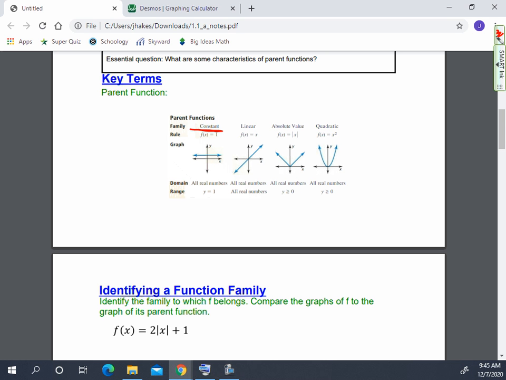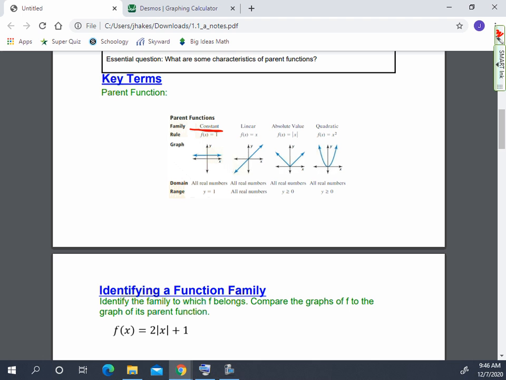Our linear family has a diagonal line. There's multiple different types of diagonal lines. There's actually an infinite amount of diagonal lines, right? But our parent function, our original, is f of x or y equals x.